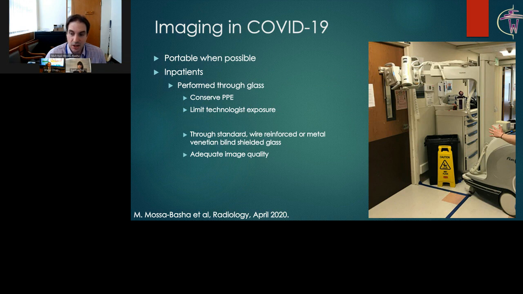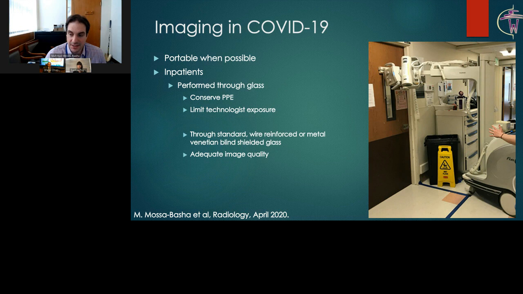We image through the glass. This helps to conserve personal protective equipment, and it also limits technologist exposure. And we've been able to perform this imaging through standard glass, through mesh wire reinforced glass, as well as through metal Venetian blind shielded glass. And we are able to obtain adequate imaging.